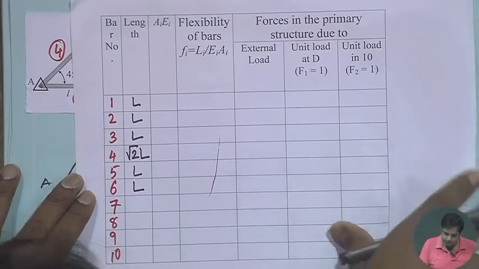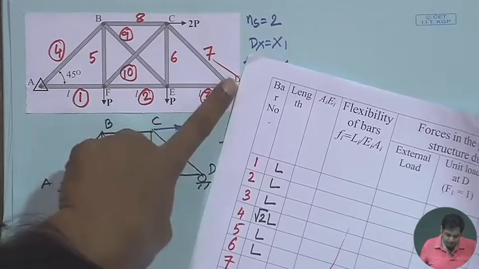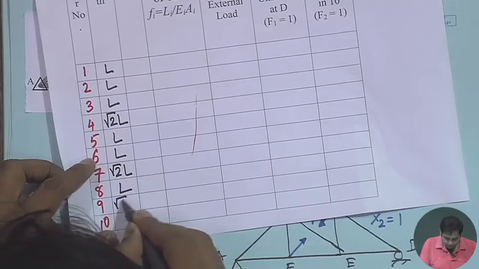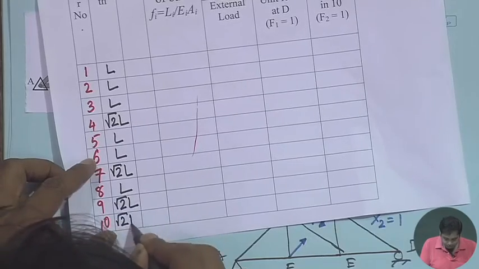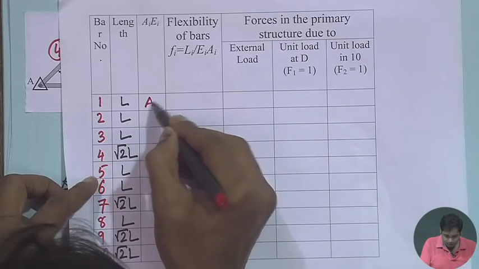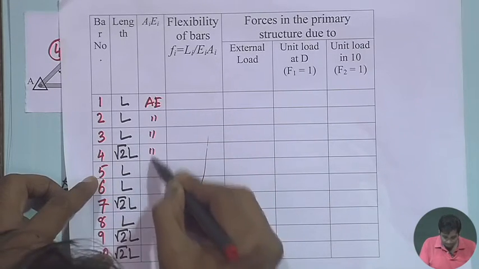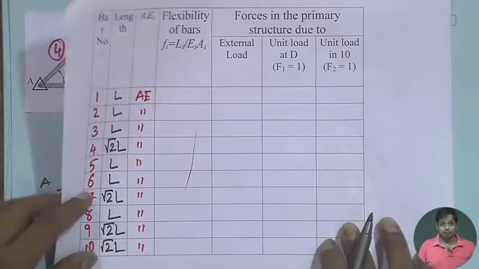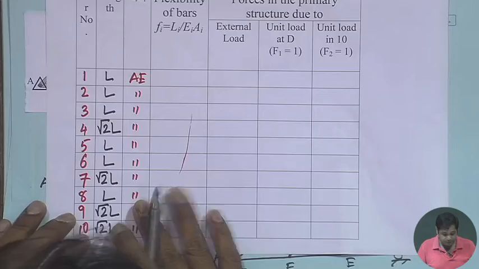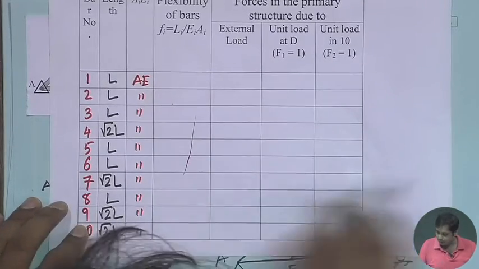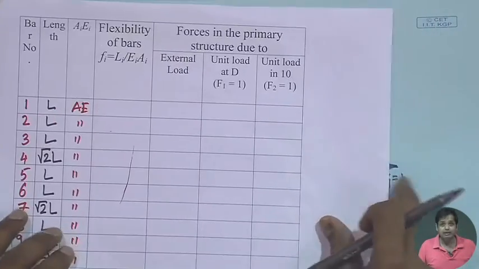L, member 7 is again a diagonal, root 2 L, then L, member 9, and for all it is AE. They are the same, but again you can have different values of AE for different members. So we can compute the flexibility for each member separately in this column. Okay. Now, you can see there are 3 columns here.